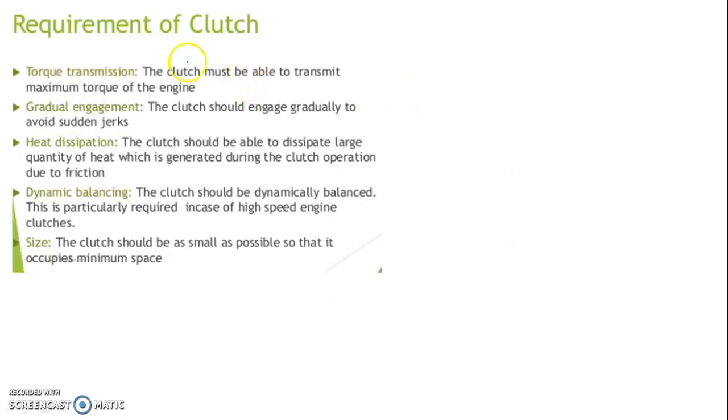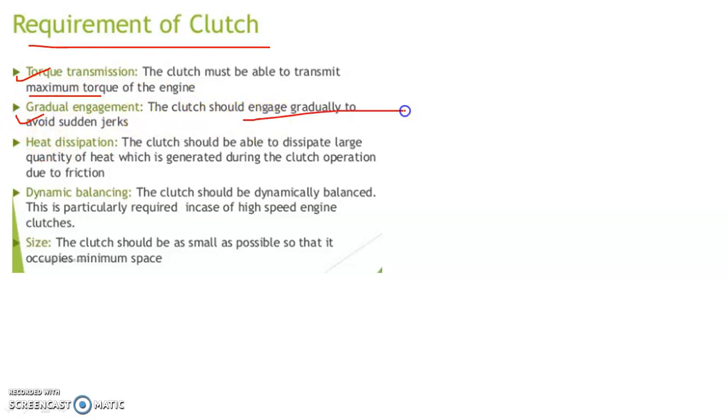So let us see the requirements of the clutch. What are the requirements of the clutch? First requirement is torque transmission. The clutch must be able to transmit maximum torque of the engine. Second is gradual engagement. The clutch should engage gradually to avoid sudden jerk.